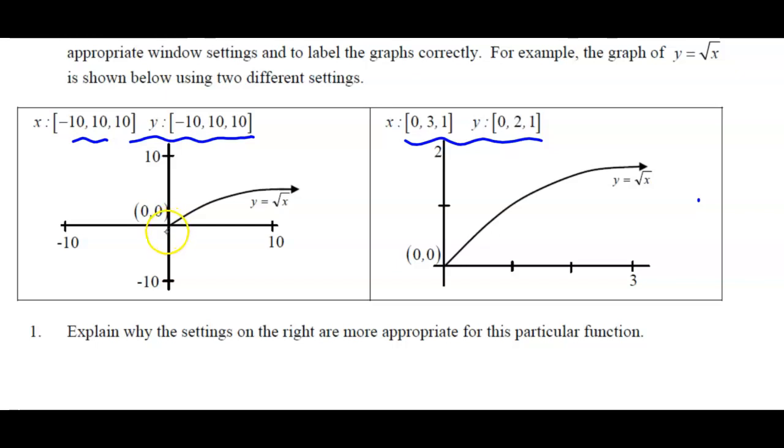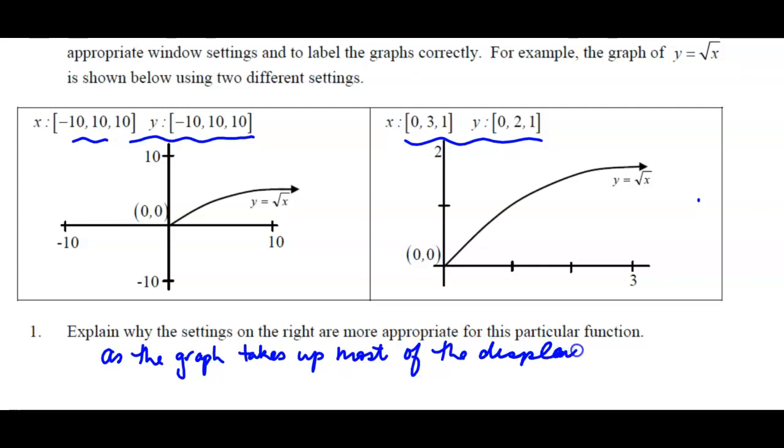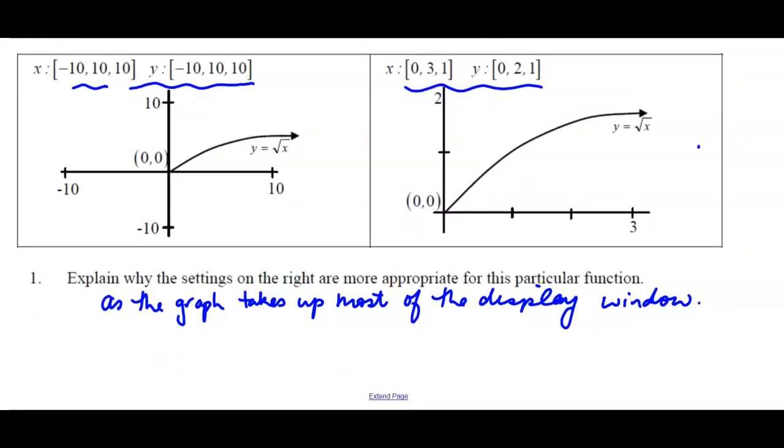Why keep it small when you can see more of it if you change the window settings? And this graph starts or has an endpoint. It doesn't go on forever. At the left here, it starts at 0, 0. So the settings on the right are more appropriate as the graph takes up most of the display window. Okay, so it's just a little bit nicer. This is a fancy setup I have here with my cardboard box to help me.